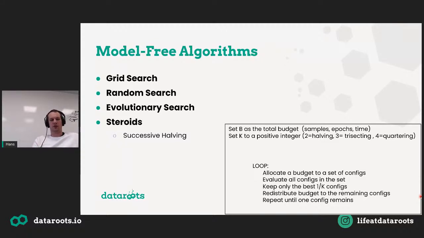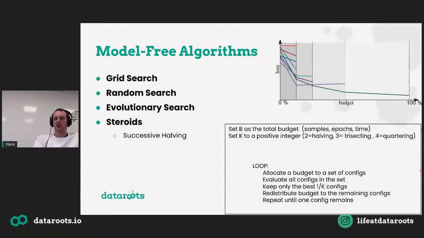And you drop those configurations and assign a bigger budget in the next loop to those who are left over. What do I mean with the budget? It can be samples, so the number of observations you use to train the model, the number of epochs, or just time, compute time. You just train it for a longer time on those that are most promising. And that way you keep iterating until one configuration remains, and that will be your optimum.